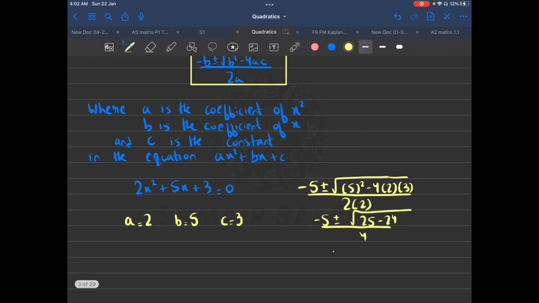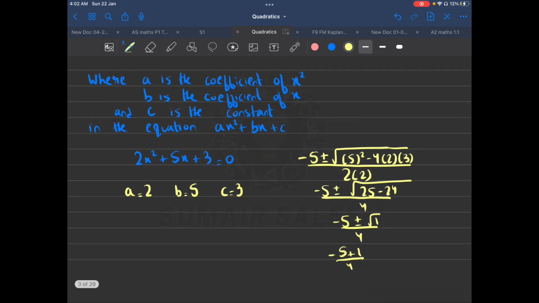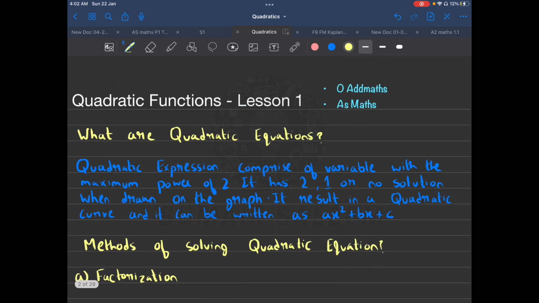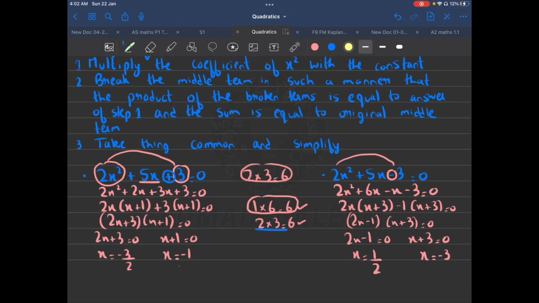It's going to be minus 5 plus minus under root 1, upon 4. Minus 5 plus 1 upon 4 and minus 5 minus 1 upon 4. So my final answer will be negative 1 in this case, and in this case minus 6 upon 4, that's negative 3 upon 2. Now let's go back to the factorization. Did I get the same answer? Yes.